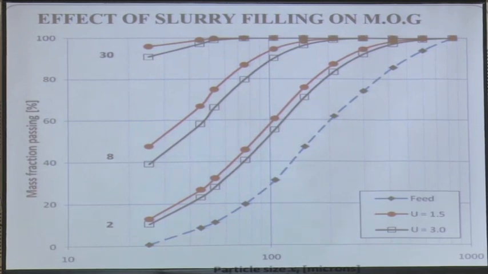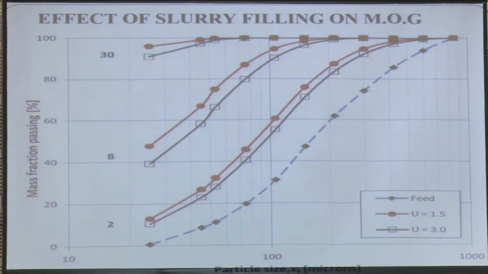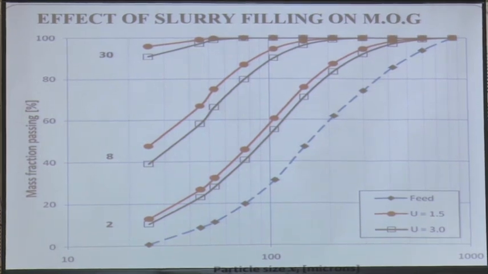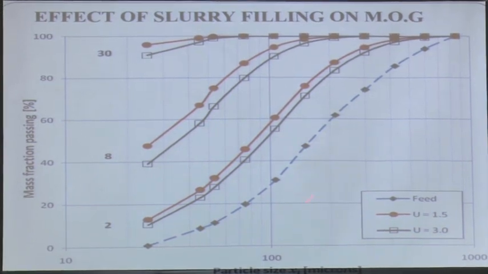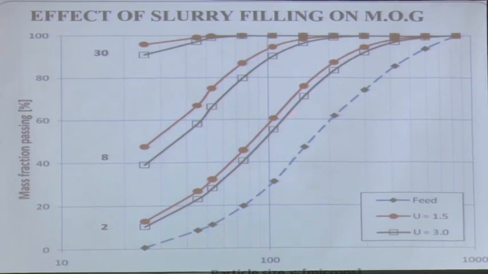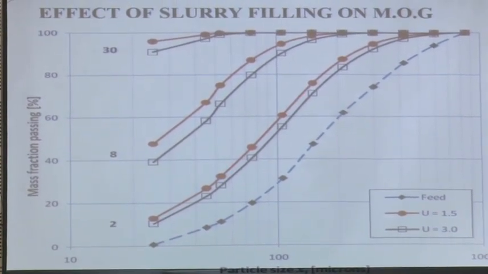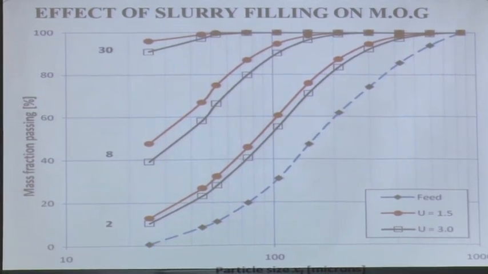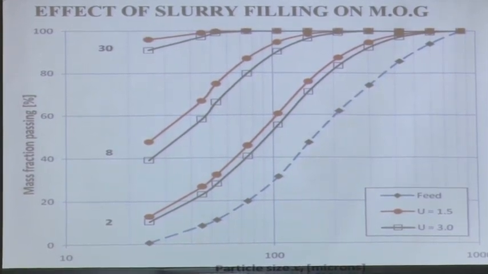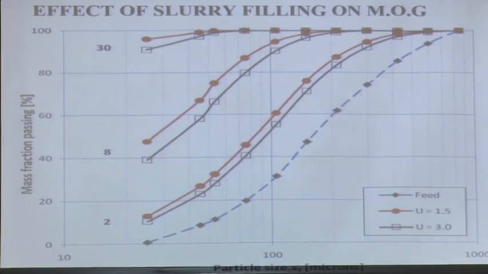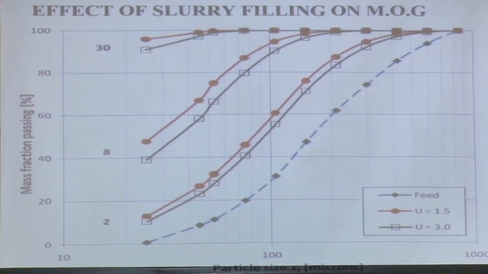Now this is another interesting thing, effect of the slurry filling on the mesh of grind. What happens? The experiment is telling that if you fill high, that means if you operate with a high pool, then you will be grinding finer. If you operate with a low pool, you will be grinding coarser. It is a fallacy again. It should have been the other way round.